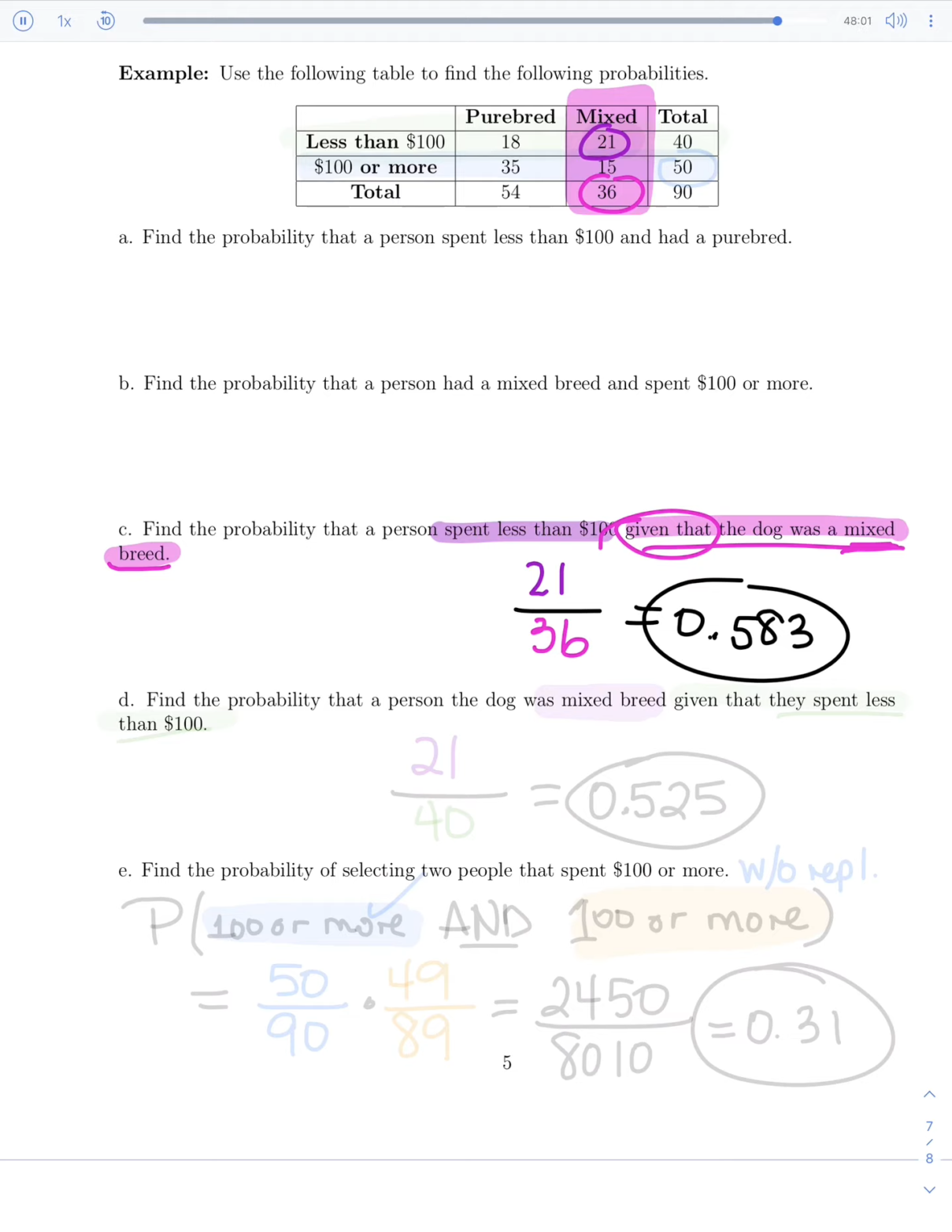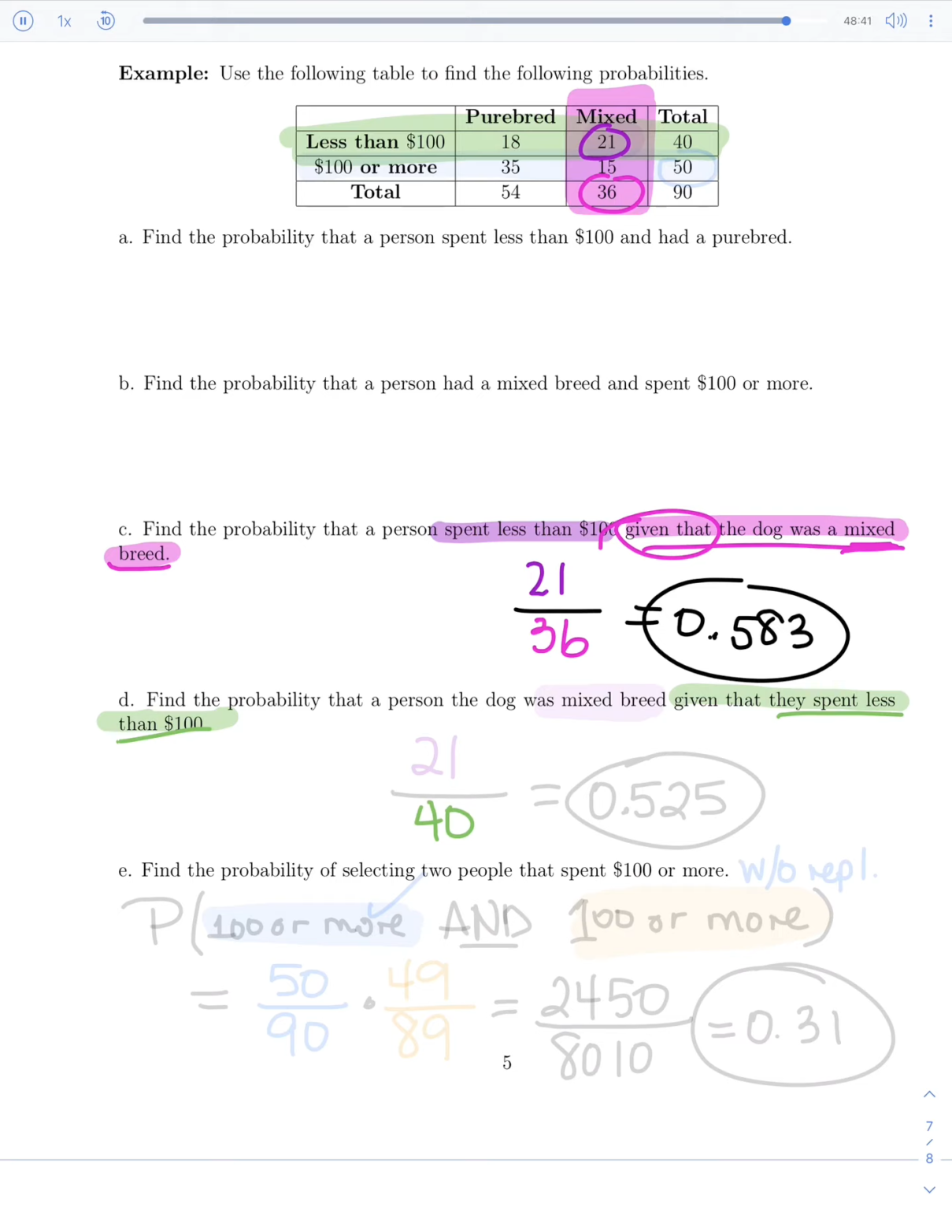Okay, let's try another one. Let's take a look at D. In D, find the probability that a person has a dog that was a mixed breed, given that they spent less than $100. So again, I'm going to start with the last part first, given that they spent less than $100. So I'm only getting tunnel vision and only looking at people that spent less than $100, which means my tunnel vision total here is that I'm only looking at the people who spent less than $100, which there's only a total of 40 of those people.